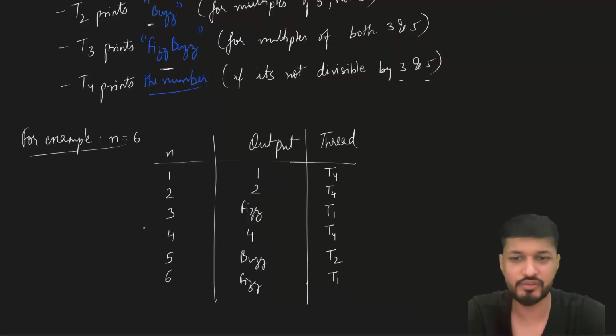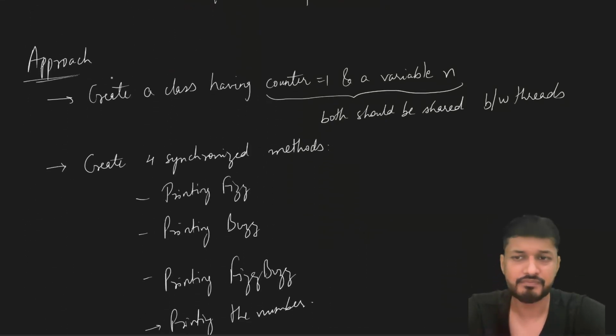Now let's look at the approach for this problem. So the approach will be pretty straightforward. We'll create a class having counter equal to 1 and a variable n, right? So we'll start our counter from 1 and it will move from 1 till n. We'll have to make sure that both these variables, counter and n, are shared between threads because all the threads will use the counter variable to decide whether it's their turn or not, and n will be used as a termination point, right? If our counter has reached a value more than n, then we will terminate that particular thread.